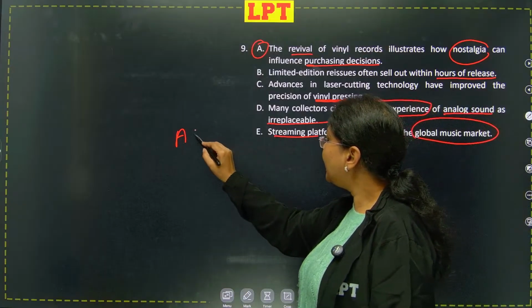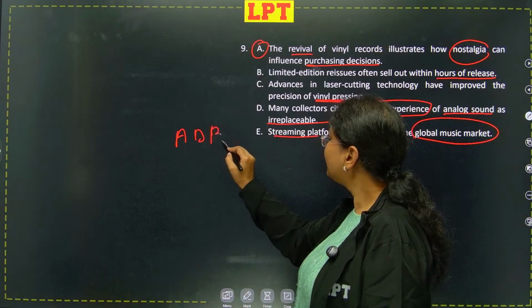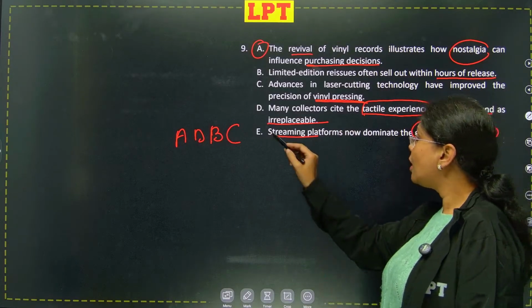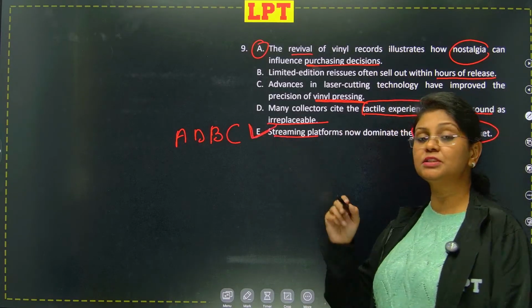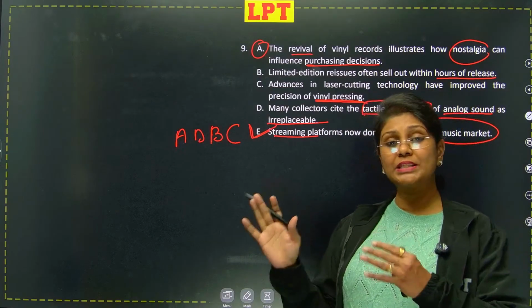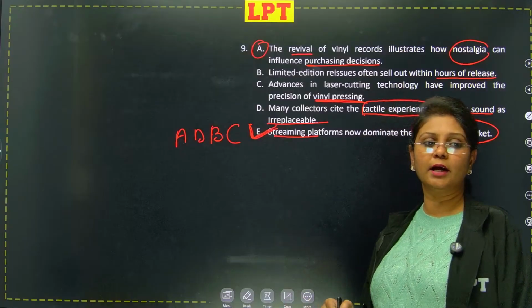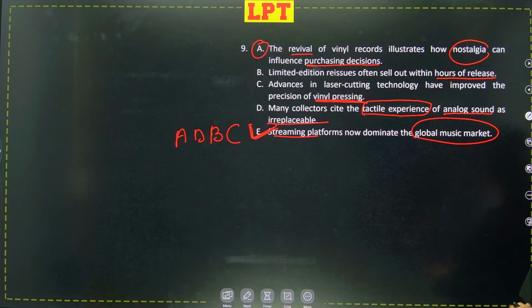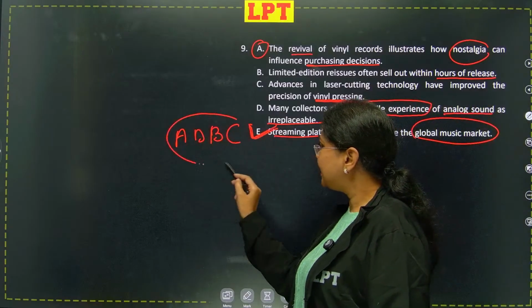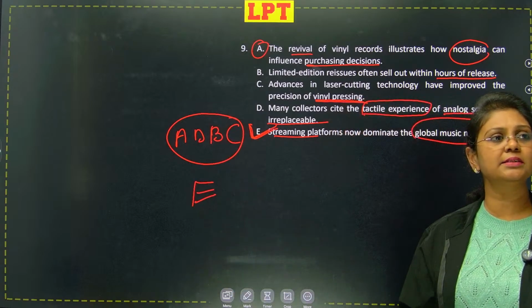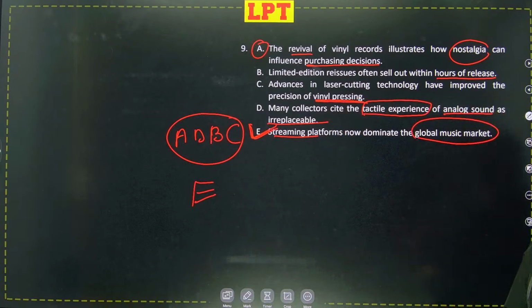So A, D, B, and C is the sequence that we are looking for, and E is the statement that does not really go with the rest of the other statements, making it the odd one out. That's how we answer this question. So ADBC the sequence and E the statement that does not belong to the group.